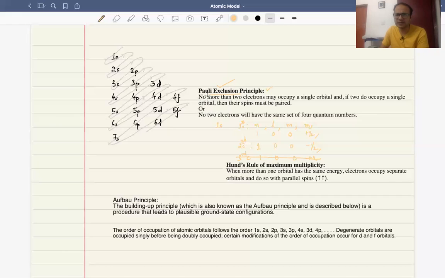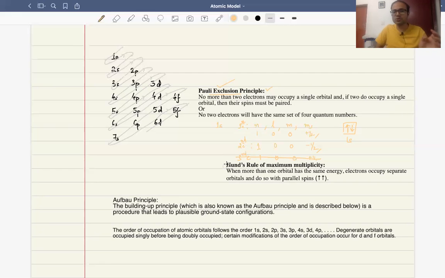So that is another way of defining it. No more than two electrons may occupy a single orbital, and if two do occupy a single orbital, then their spins must be paired. That means one should be plus half, another should be minus half. So they will be paired up like this. They have opposite signs and they occupy one orbital, represented as 1s in the example that we just discussed.